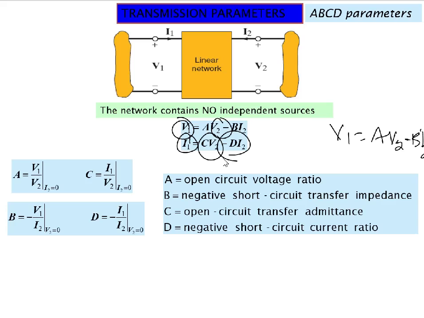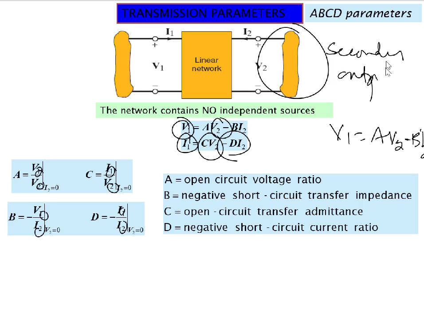So it is always 1 by 2, 1 by 2, 1 by 2, 1 by 2, and 1 by 2. And there are two tests for it, I2 equal to 0 and V2 equal to 0. So both tests are conducted on this secondary side or output side. So this is the transmission parameter.